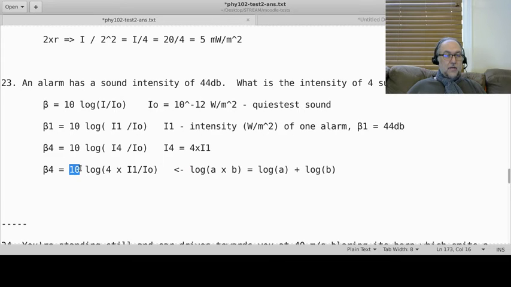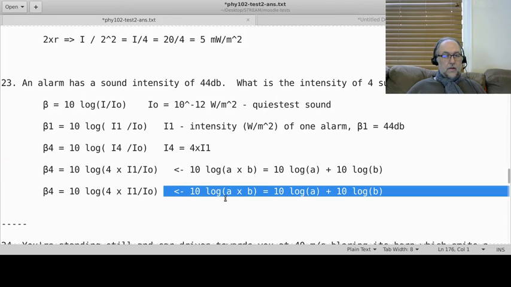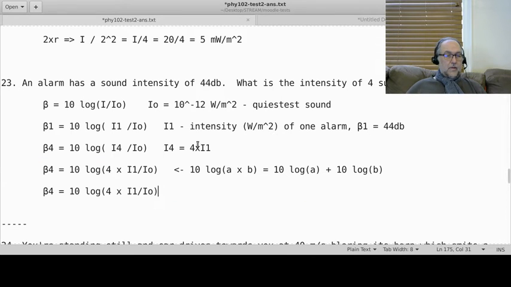Well, there's this 10 in front. So the 10 is just going to go in front of both of these terms here. Like if I had a 10 here, well, then there's going to be a 10 here and a 10 there, because it's just like multiplying everything by 10. So over here, what I'm going to have is 10 log of 4. The log is going to turn the multiplication into addition.